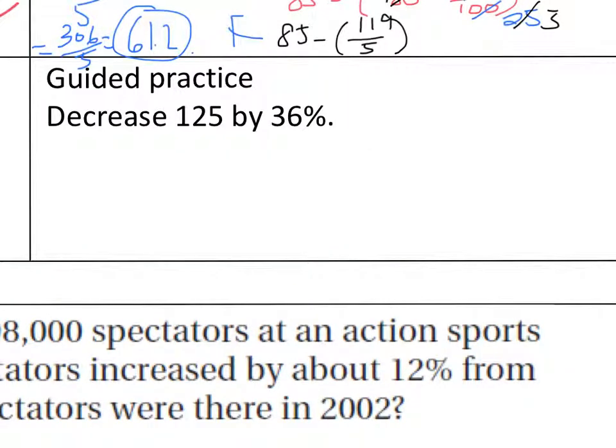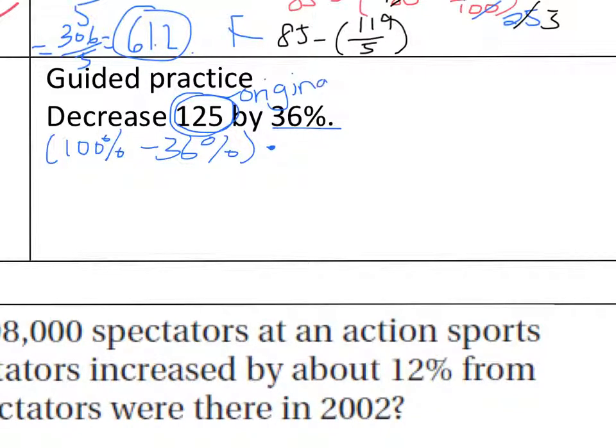Okay, now we're going to do another practice. Okay, we're going to decrease 125, the original amount, by 36%. So we can take 100%, subtract 36%, and then multiply that by the original amount. Okay, this is the original, times 125. 100% subtract 36% is just 64%.